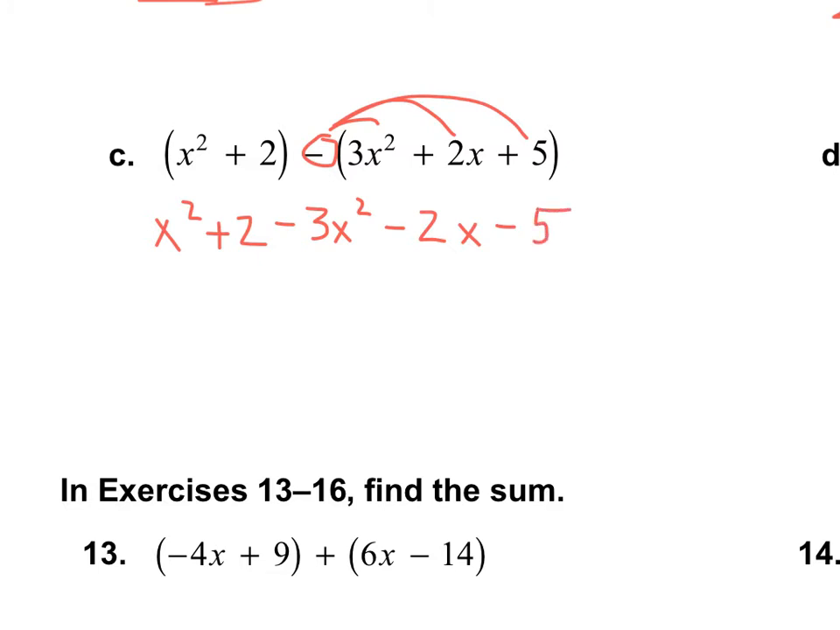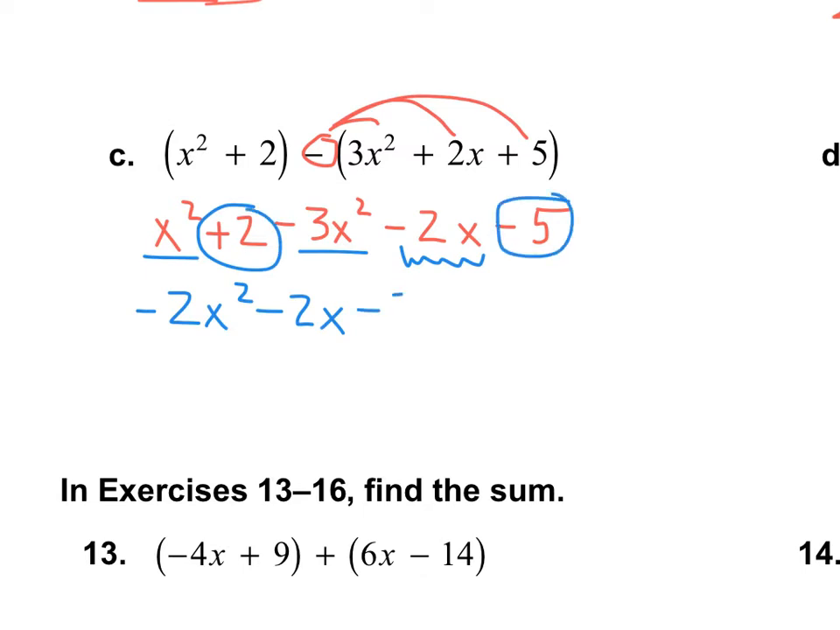So now that I'm done distributing, now I'm just combining like terms. So again, I look for the highest exponent. That's going to be my x squareds. So x squared minus 3x squared is negative 2x squared. Then I look for my x's. So I see a minus 2x there, so minus 2x. And I have my numbers, plus 2, minus 5. That's going to make negative 3 for my final answer there.